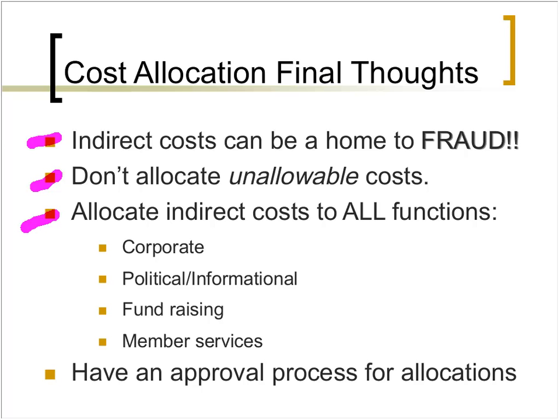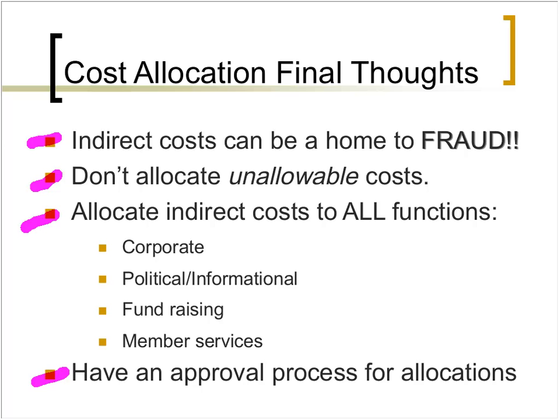Finally, allocate indirect costs to all functions. In other words, if you have activities that are unallowable for federal purposes, it is considered a direct cost and you must still allocate indirect costs to it. Political cost, informational, fundraising, corporate charges, member services are activities that you can do, you just can't charge them back to federal projects.